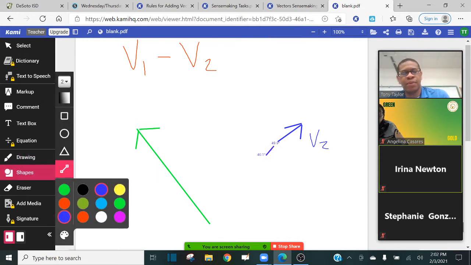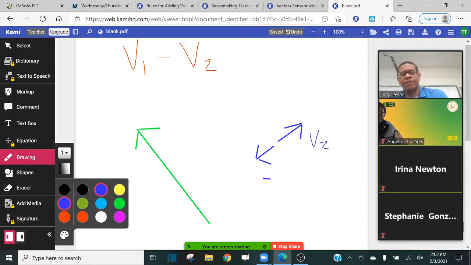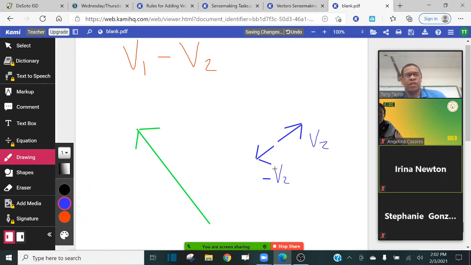And I'm going to do my best to draw that for you guys now. It's not perfect, but you guys get the idea. So I'm going to take my vector and I'll flip it. And that vector right there is what is considered negative V2. Once you take that vector and flip it, you just repeat your steps from above.